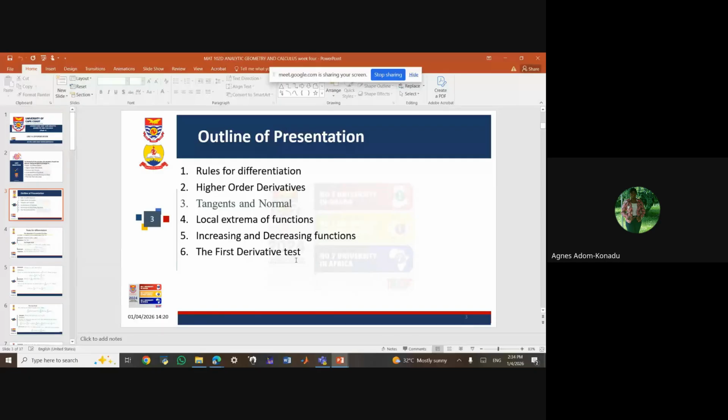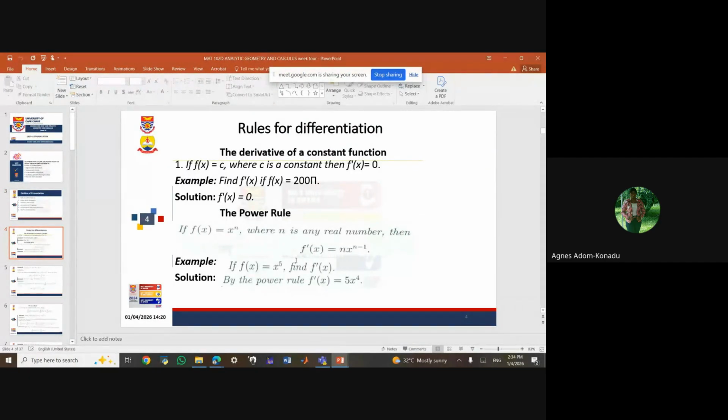Let's continue. So we want to look at rules, and the first rule is the derivative of a constant function. Anytime you differentiate a constant c, you will get 0. So if f of x is equal to c, where c is a constant, then f prime of x is equal to 0. Example: find f prime if f of x is equal to 200 pi. 200 pi is a constant. So when I differentiate 200 pi, I will get 0. So that is the first rule, derivative of a constant.